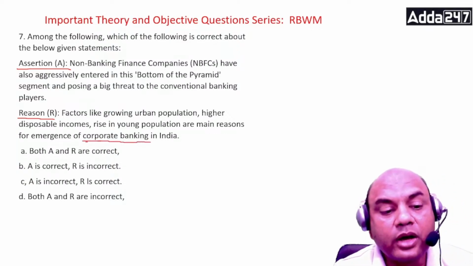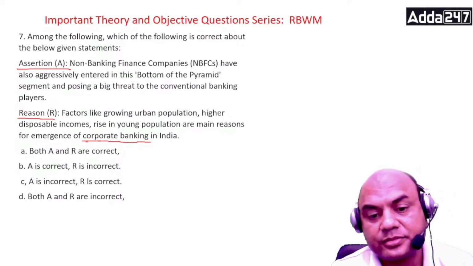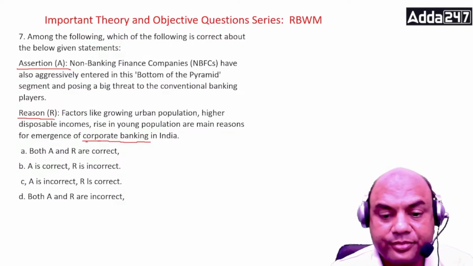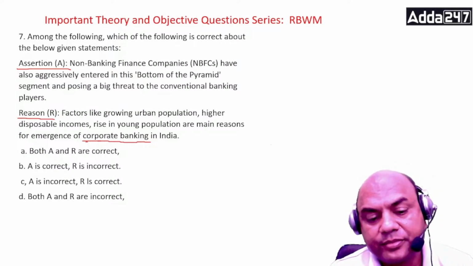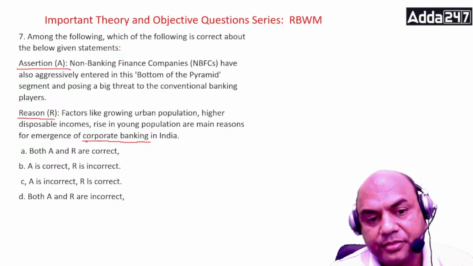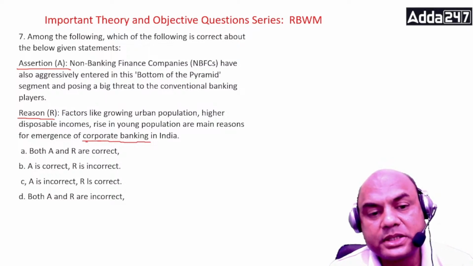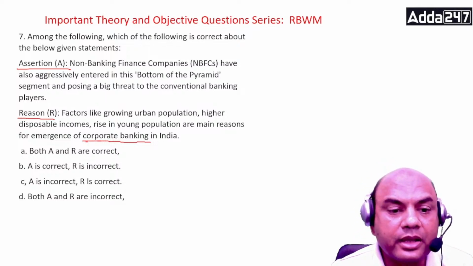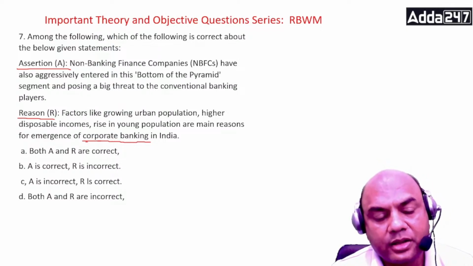Okay, so are both of them correct, the reason as well as the assertion? Are both of them correct, or are both of them matching? That is the important part. So they are not matching over here. Why are they not matching? Here the reason is talking of corporate banking. Here we are talking of retail banking. So these two are totally different, isn't it?